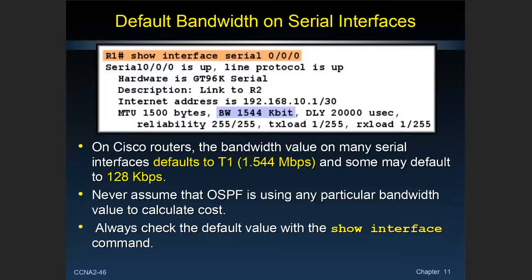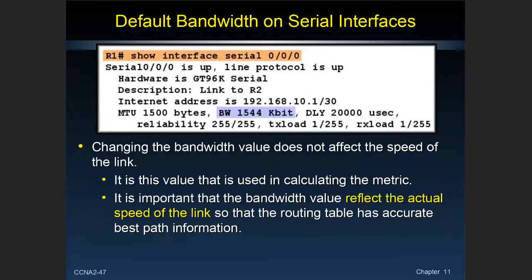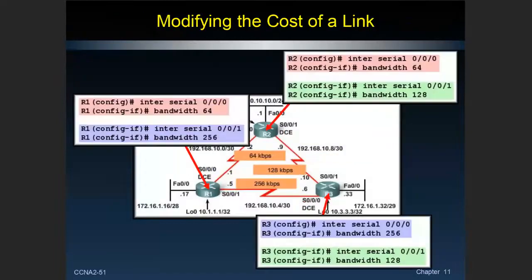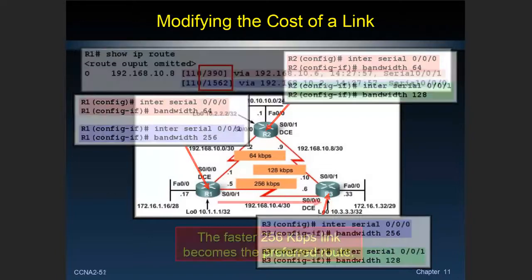Okay, I'm going to skip the material about bandwidth on serial interfaces because we're not using them much anymore. If you run into serial interfaces in the field, come back and check these slides. If you want to modify the cost of the link, you can do so. You can manually specify the bandwidth. Normally, we don't want to do this because OSPF is pretty good at finding the best one by itself. But if you need to, you can do that.